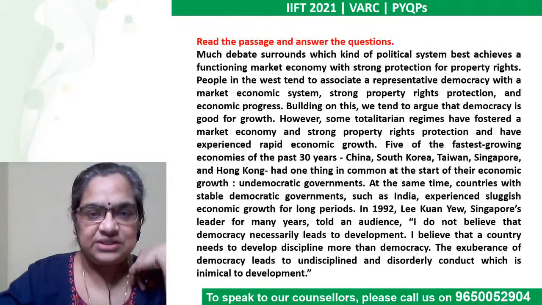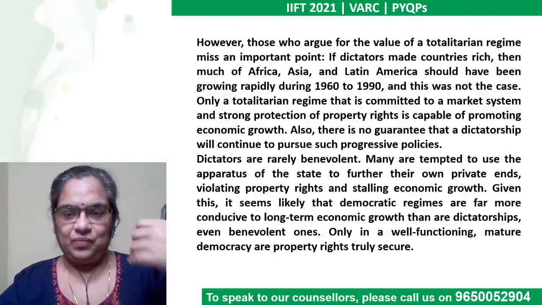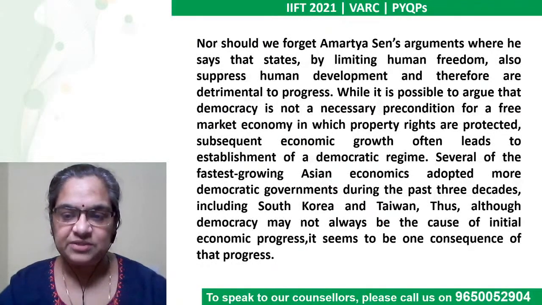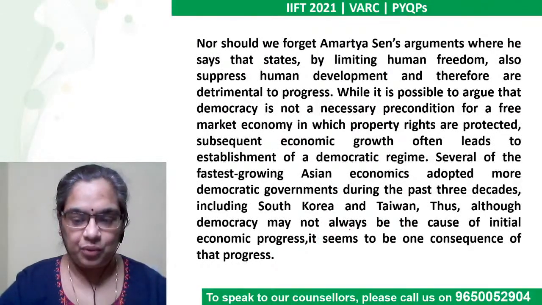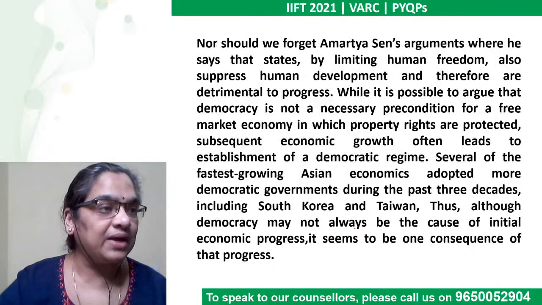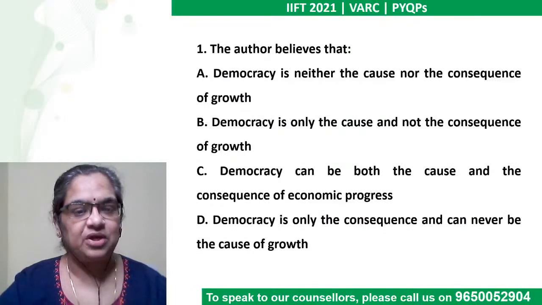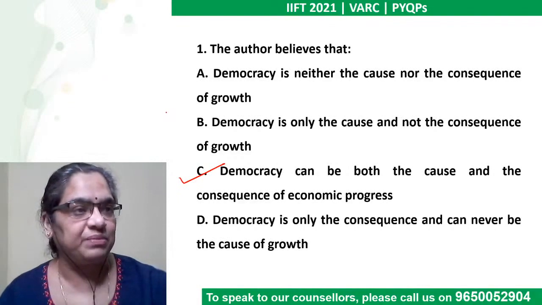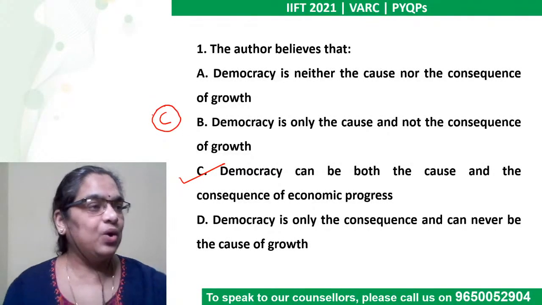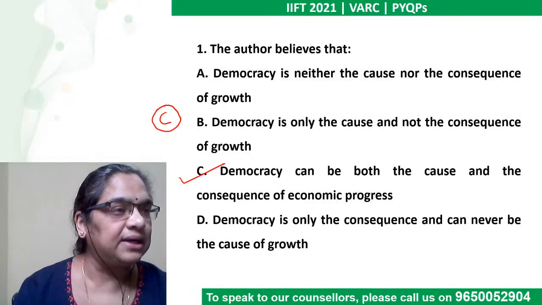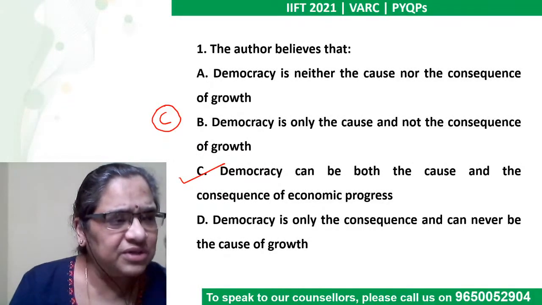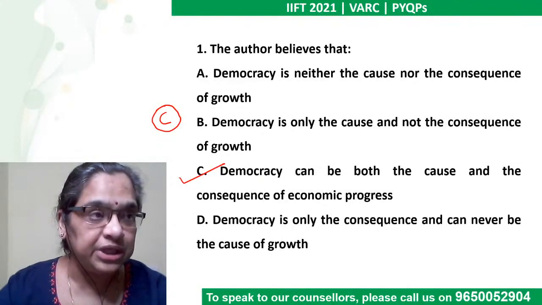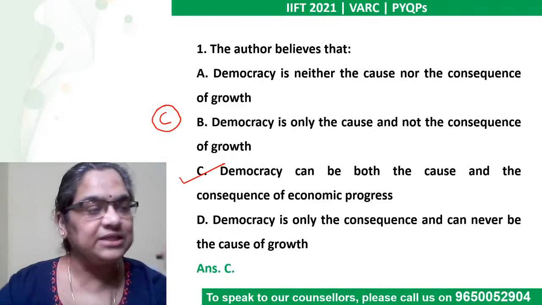The author here says, democracy may not always be the cause of initial economic progress, but it seems to be one consequence. May not always be the cause means it can be both a cause and a consequence. Good, Shivam. So answer is C. Once you read it quickly and thoroughly, if you have a doubt on the play of words, you can quickly cross check with the passage, but it shouldn't take you much time. All right, answer is C.